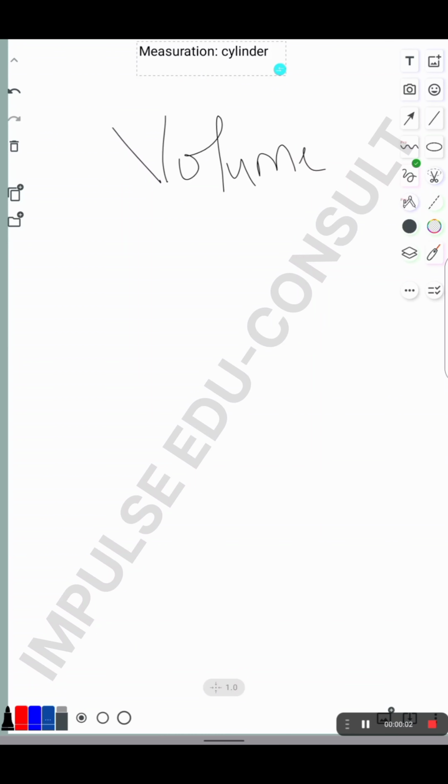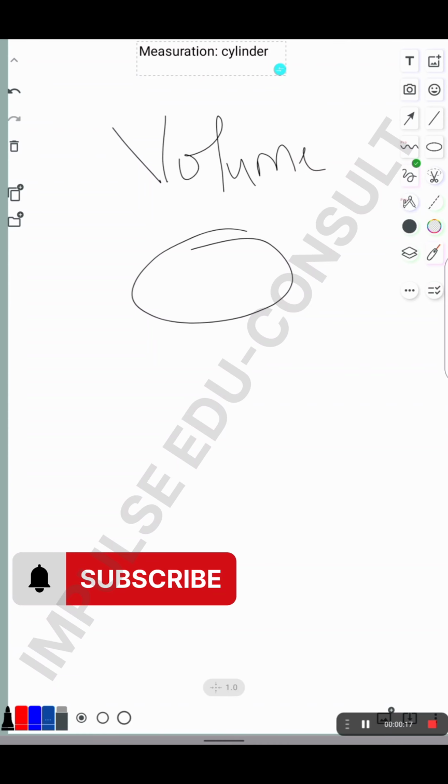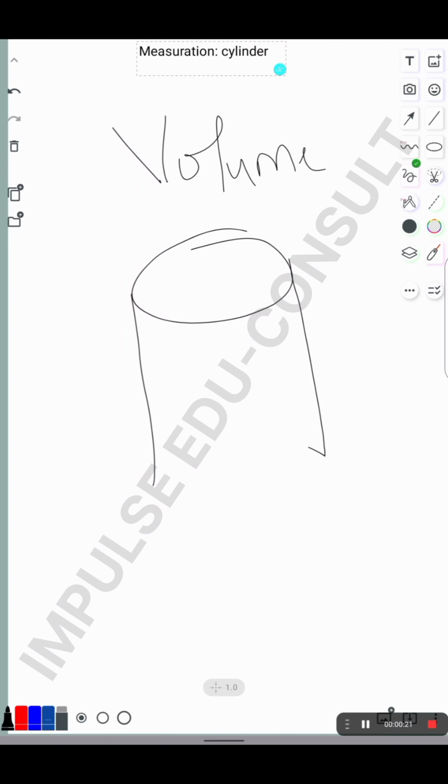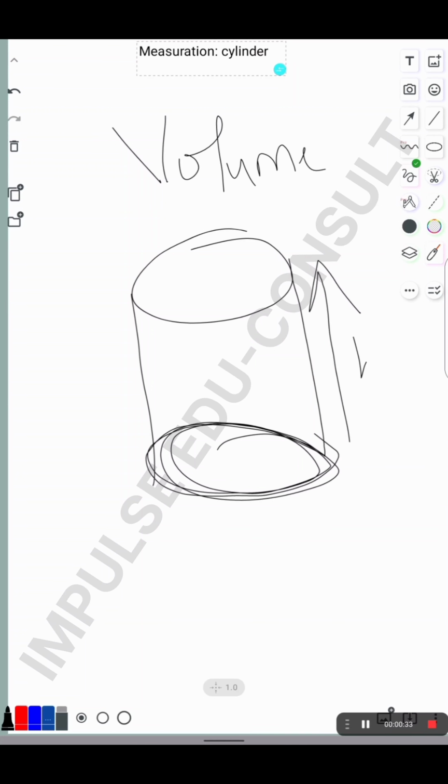Now let's get the volume of a cylinder. To get the volume of a cylinder, it is very, very simple. Like we say, it is three-dimensional. To get the volume of a solid shape, we say the base area times the height, the depth.